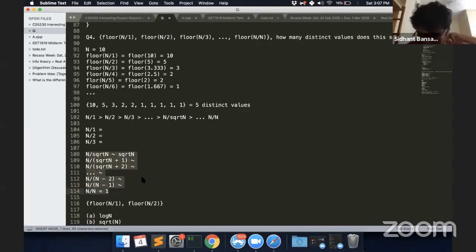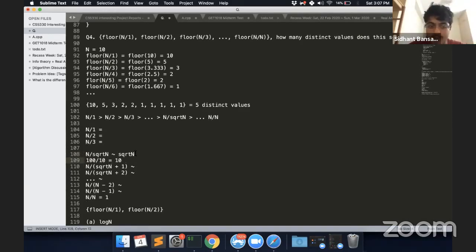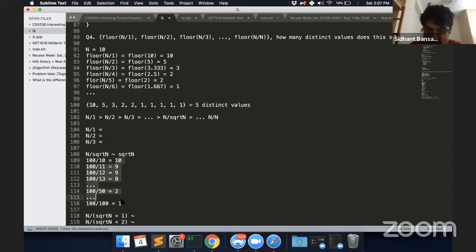Subrat is correct in saying that they're almost equal values. That is, the values don't decrease that sharply after this point. Let's say n is 100, and square root of this is 10. So 100 divided by 10 is 10. The next time it will be 100 divided by 11, which is 9ish. Then 100 divided by 12, which is 9ish again. Then 100 divided by 13, which is 8ish, and so on. Eventually we'll get 100 divided by 50, which is 2, and after some time, 100 divided by 100, which is 1. So the different values that we'll get is just 10 different values, right? So beyond square root n, we'll only get 10 different values.